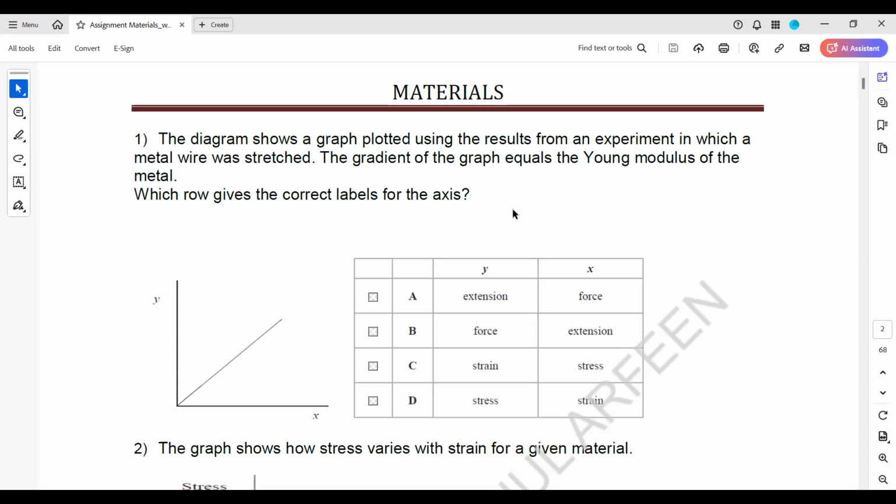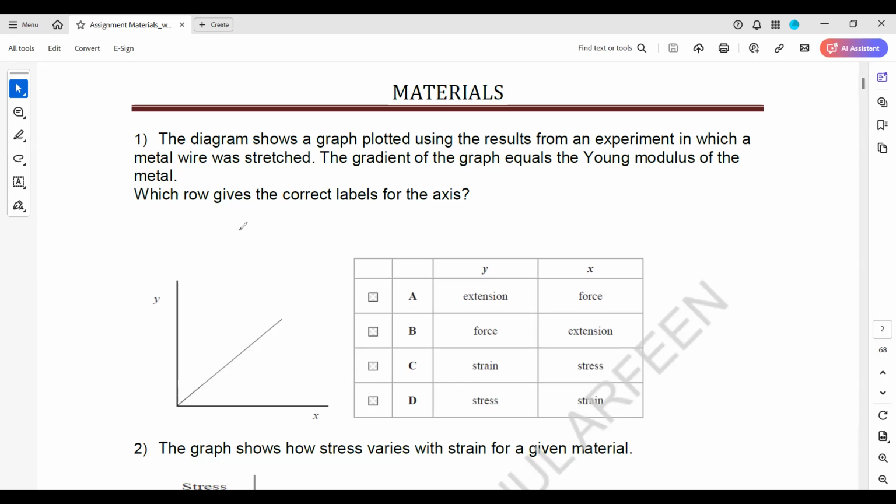What should be on the y-axis and what should be on the x-axis if we want the Young's modulus? Look, if I take extension on the y-axis and force on the x-axis, the gradient of the graph is the quantity on the y-axis divided by the quantity on the x-axis. So in that case, it will be extension divided by force, which gives the reciprocal of k. So that is not correct. If we have force on the y-axis and extension on the x-axis, that will give us the spring constant. But we want the Young's modulus.